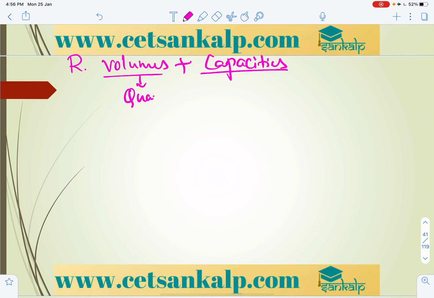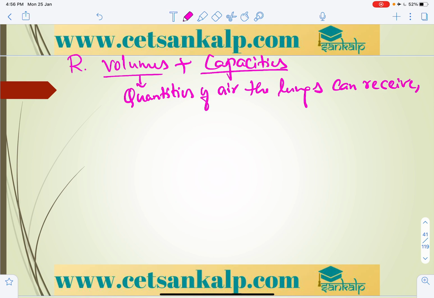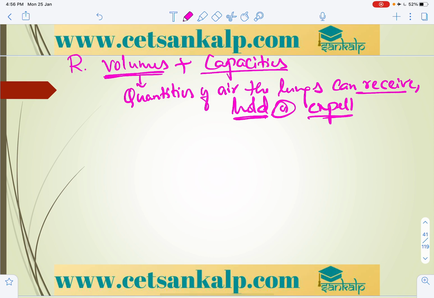The quantities of air, or I can say the volume of air, that the lungs can receive. First they receive, then they temporarily hold, and then they expel. First receive, then hold, and then expel. The quantities of air the lungs can receive, hold, or expel are called respiratory volume.